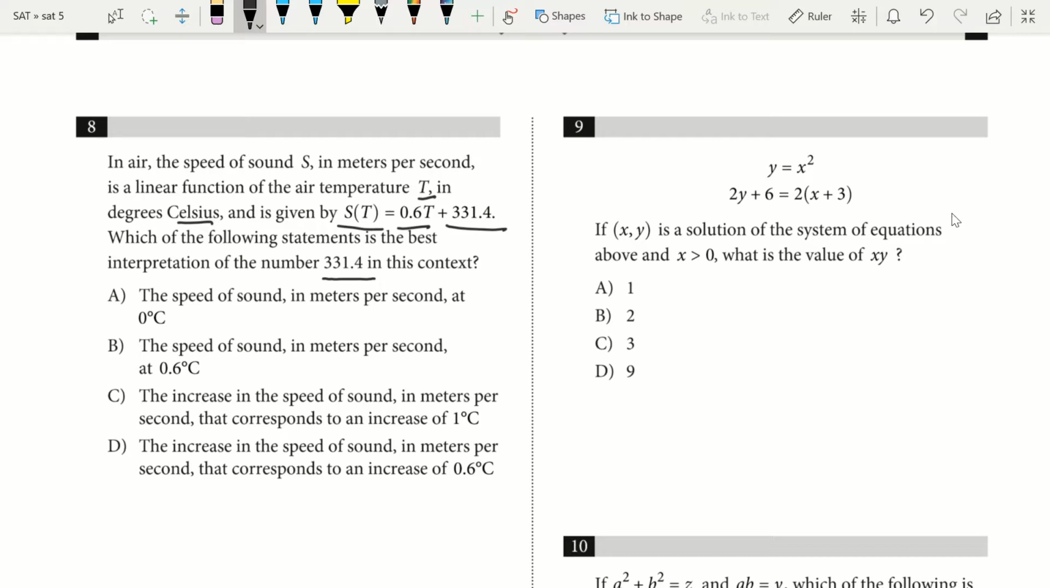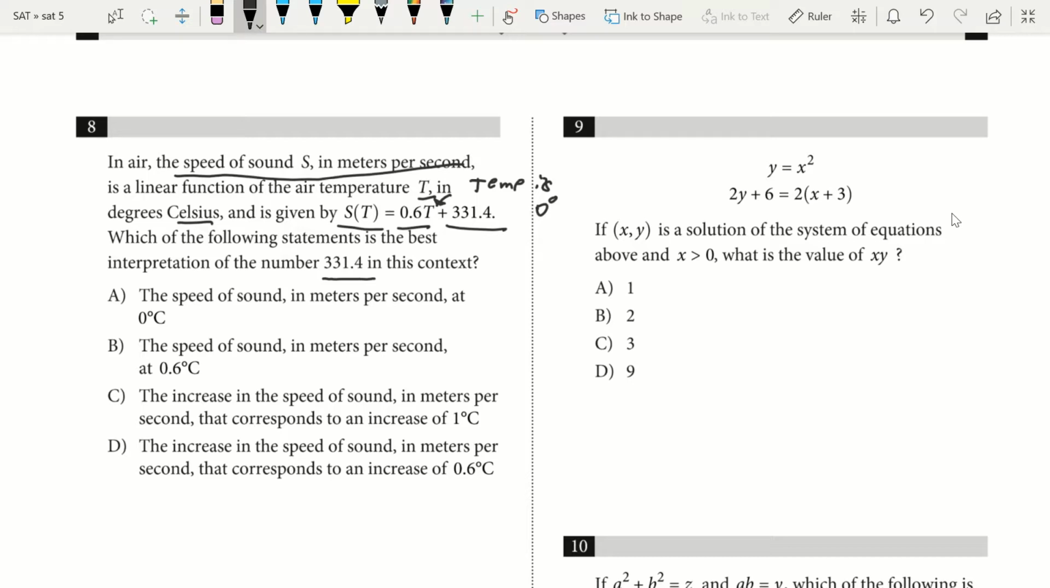Well, if we think about it, our 331.4 is going to be our speed of sound in meters per second when T equals 0, right? So when the temp is 0 degrees Celsius is when our speed of sound will equal 331.4. So now let's go ahead and read through our answers.